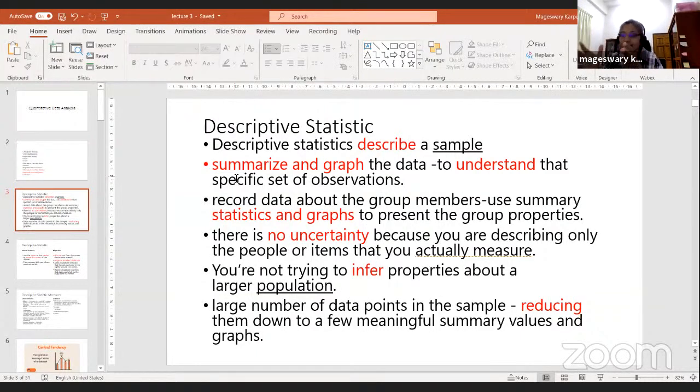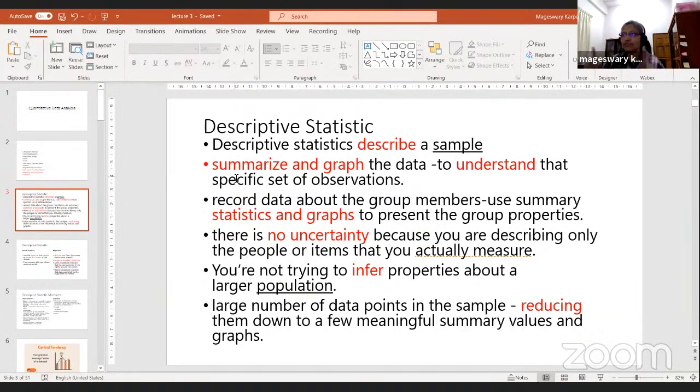So that is the purpose of descriptive statistics. Inferential statistics is different. In inferential statistics, you are doing the analysis, you are testing the hypothesis, and you want to see whether the finding that you get from the sample can be generalized to the population. So this must be very clear. Later I'll go into inferential statistics.